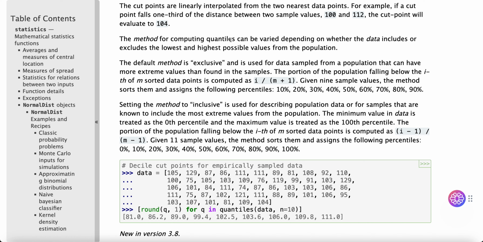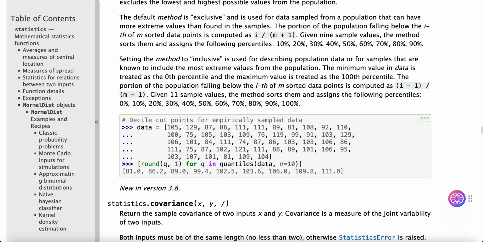The method for computing quantiles can be varied depending on whether the data includes or excludes the lowest and highest possible values from the population. The default method is exclusive and is used for data sampled from a population that can have more extreme values than found in the samples. The portion of the population falling below the i-th of m sorted data points is computed as i / (m + 1). Given 9 sample values, the method sorts them and assigns the following percentiles: 10%, 20%, 30%, 40%, 50%, 60%, 70%, 80%, 90%.